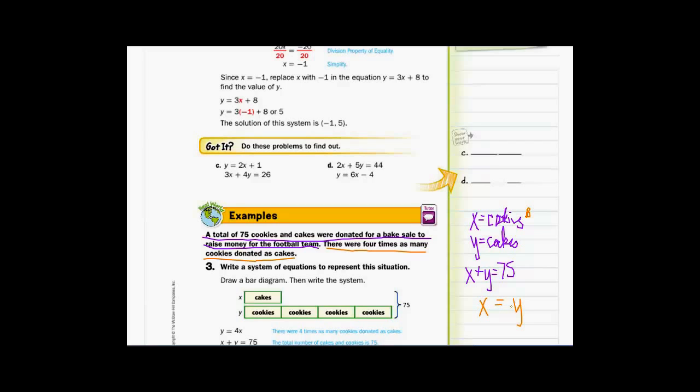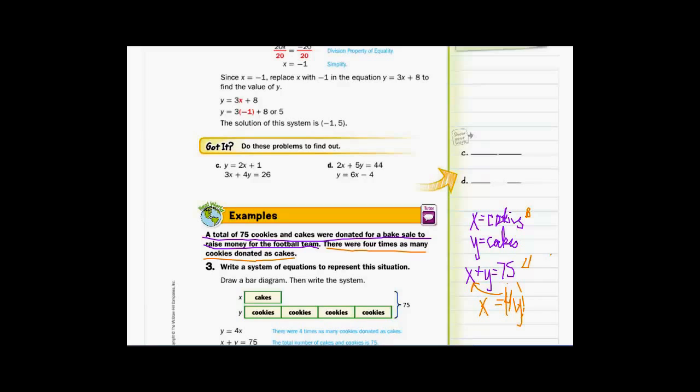So how would I get these to be equal then? If this is 4 times as big as this, then I better times this by 4 so that they are equal. So the amount of cookies equals 4 times the amount of cakes, if that makes sense to you. X is, cookies are, to be grammatically correct, cookies are 4 times the amount of the cakes. These are your equations, all right? Now that X is by itself, I can substitute in 4Y right there.